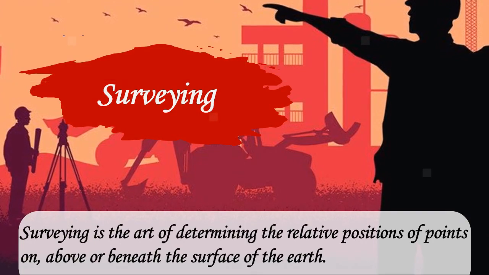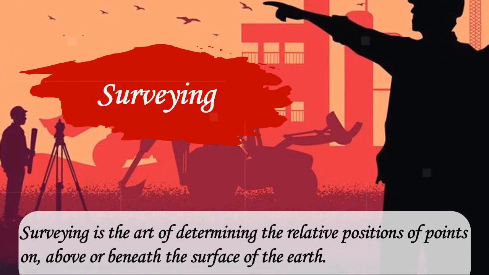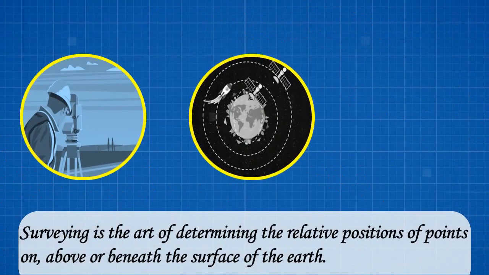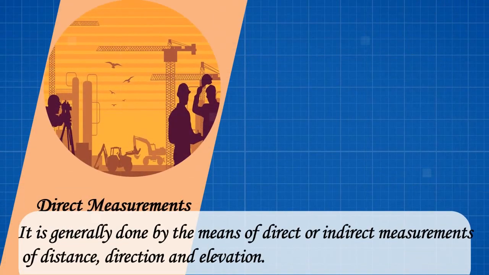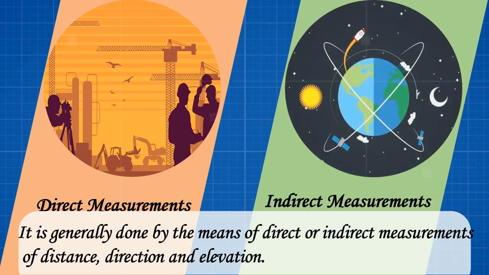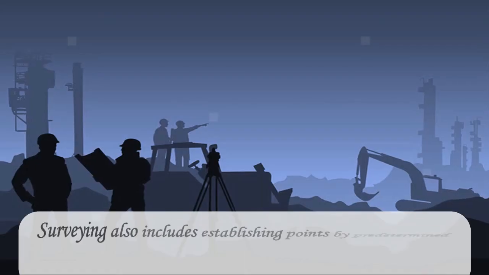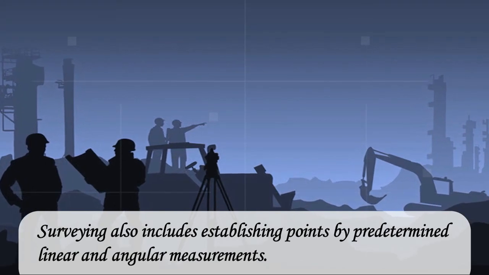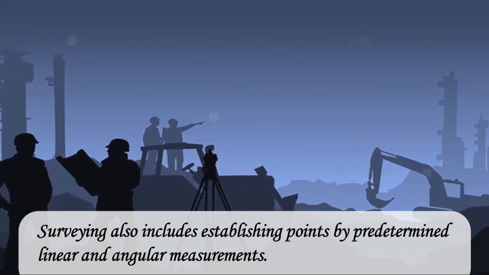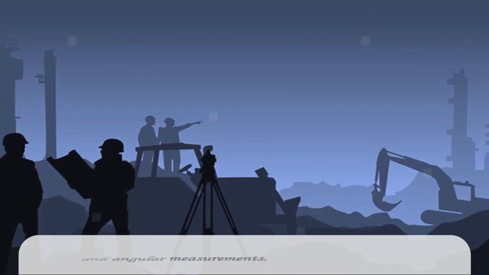Surveying is the art of determining the relative positions of points on, above or beneath the surface of the earth. It is generally done by means of direct or indirect measurements of distance, direction, and elevation. Surveying also includes establishing points by predetermined linear and angular measurements.